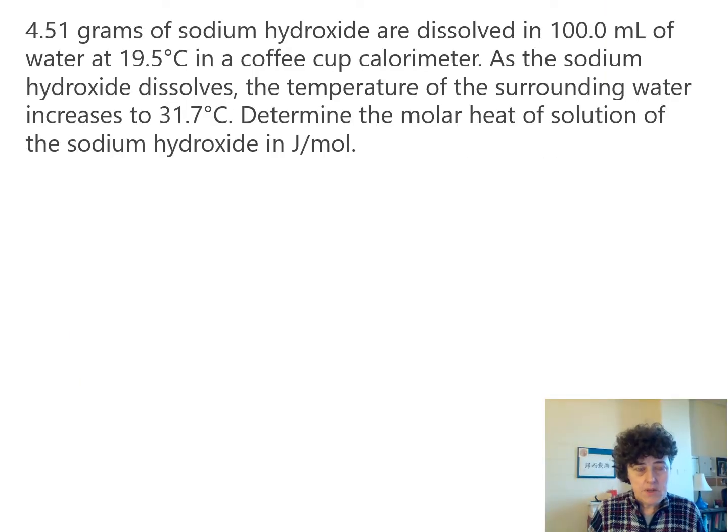Let's see an example. In this case, we are trying to determine the molar heat of solution. When we dissolve sodium hydroxide in water, that's a strongly exothermic reaction. So we have 4.51 grams of sodium hydroxide dissolved in 100 milliliters of water. The initial temperature of the water is 19.5. The final temperature of everything, because once the reaction is done, all the calorimeter, thermometer, stirrer, water will all have the same temperature of 31.7.